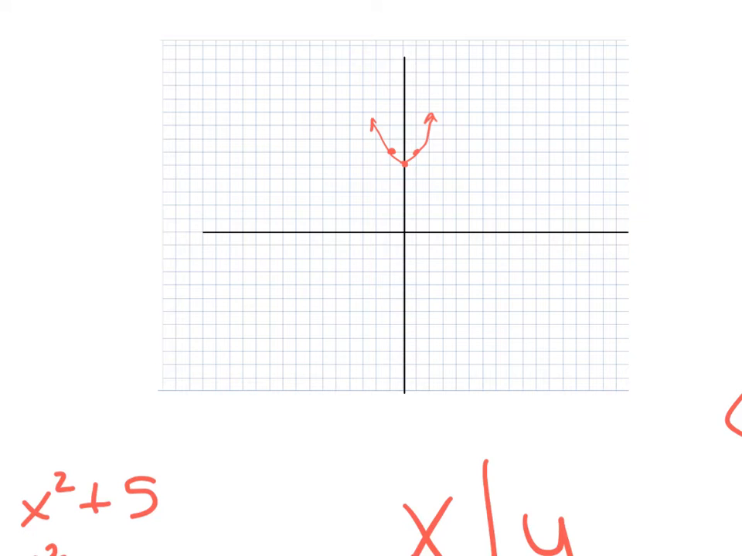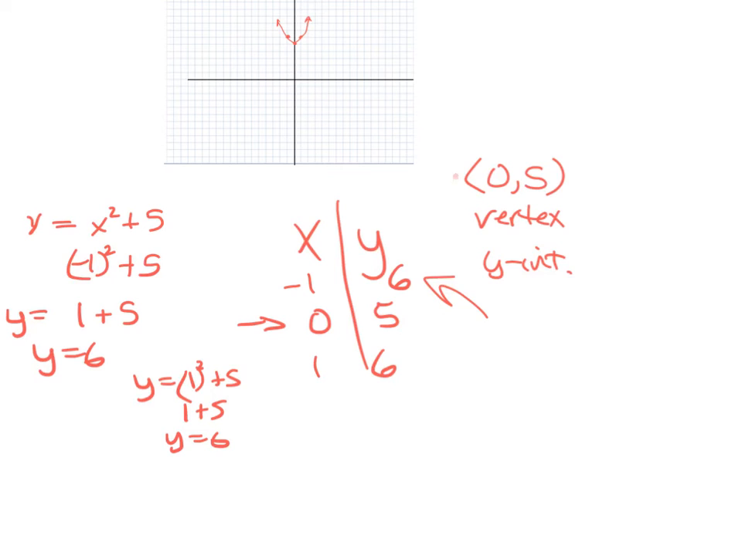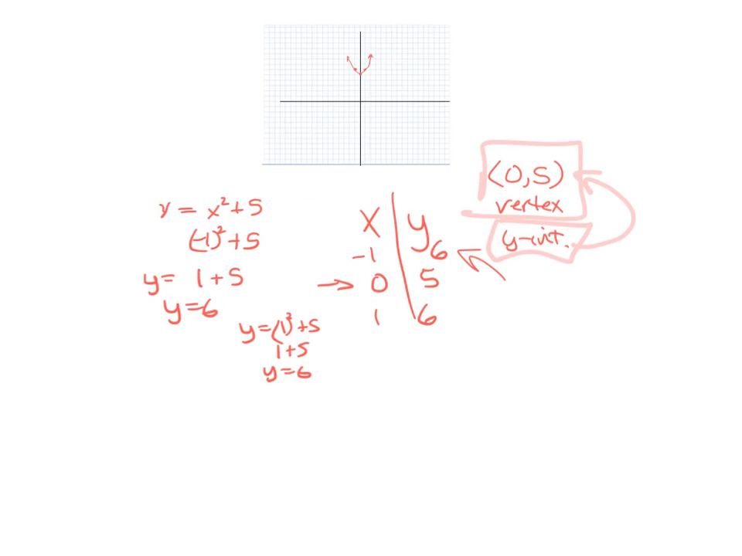Keep in mind that you may end up having only one x-intercept, and that's when the graph sits on the x-axis. That would be like that parent graph. All right, so again, be able to identify the vertex, the y-intercept, and in this case it's the same number. Be able to identify the axis of symmetry.